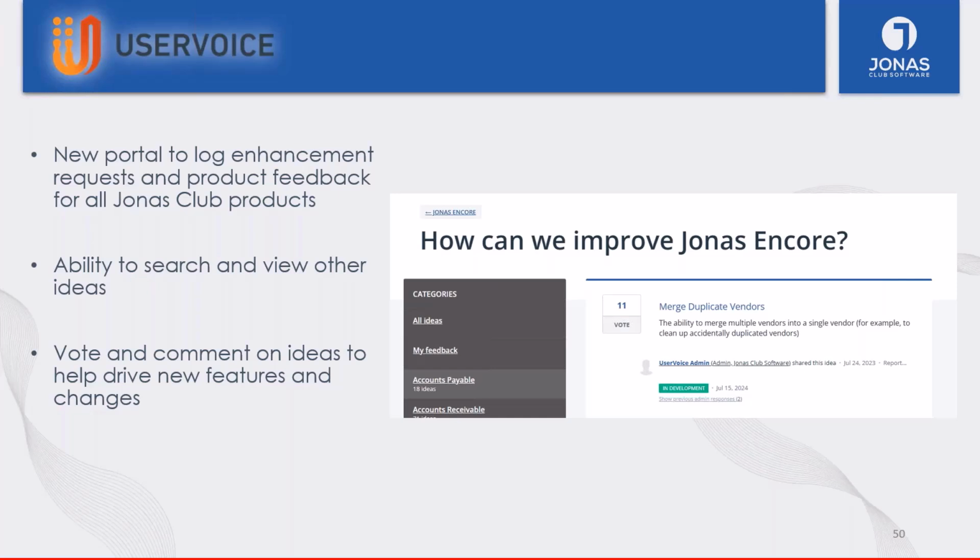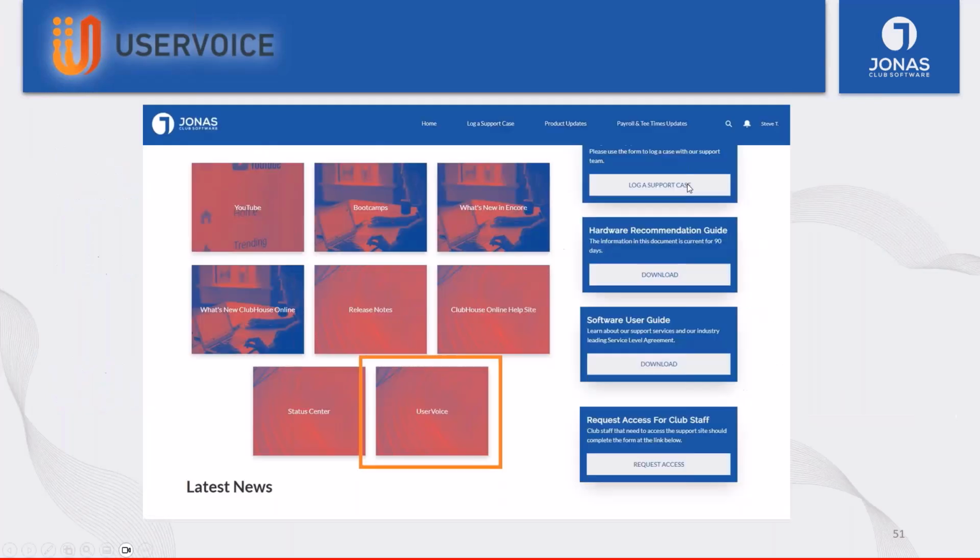So I strongly recommend, if you haven't logged into UserVoice yet, to go to the support site and click on the homepage tab. Corey, if you want to flip slides here, just quick. Here we go. So here's a screenshot of our support site, and UserVoice is one of the options there on the homepage. If you click it, it'll take you to the UserVoice site, and from there you can look at the other ideas that have been logged for Encore or Clubhouse Line or Mobile POS, and then you can start voting on those ideas as well.